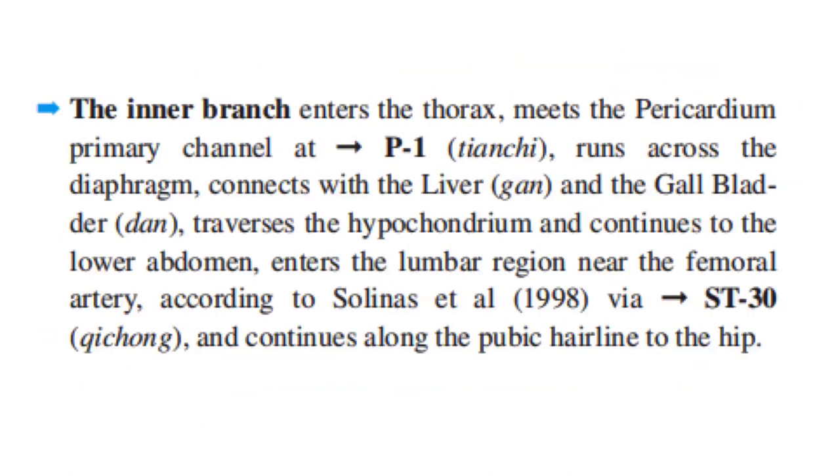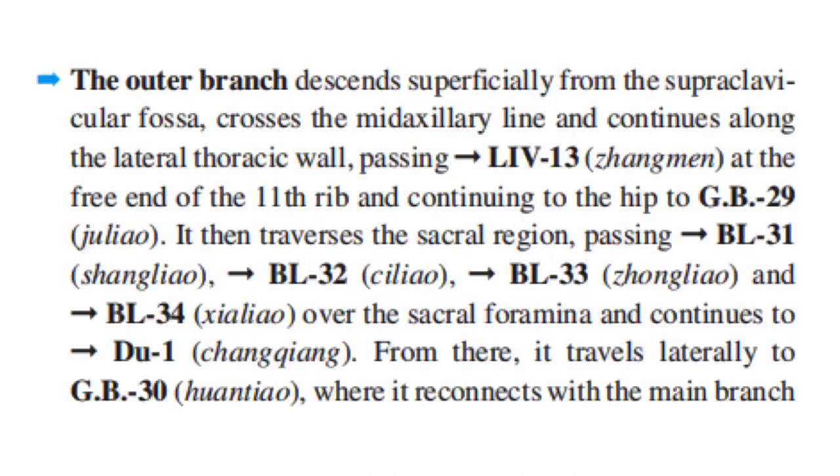The first branch is the inner branch, which enters the thorax, meets the pericardium primary channel at pericardium 1, runs across the diaphragm, connects with the liver and the gallbladder, traverses the hypochondrium and continues to the lower abdomen, enters the lumbar region near the femoral artery, according to Solinas and others, via stomach 30 and continues along the pubic hairline of the hip.